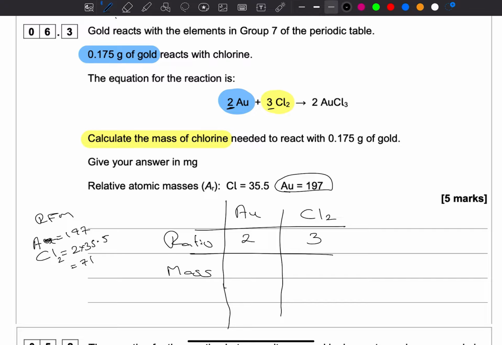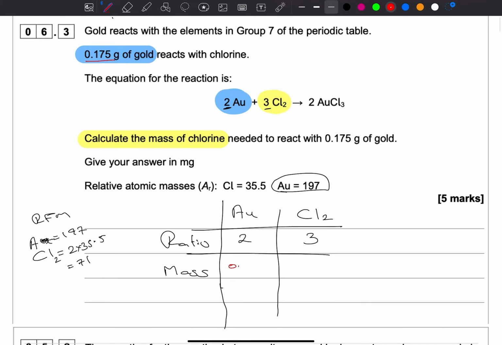So the gold, Au, they told you 0.175 grams, so it's 0.175 divided by the relative formula mass of gold, which is 197, which will give you a fraction. Just keep it as a fraction, so it's more accurate that way. 0.175 divided by 197 gives you 7 over 7,880. Then to go from 2 to 3, you just multiply it by 1.5.